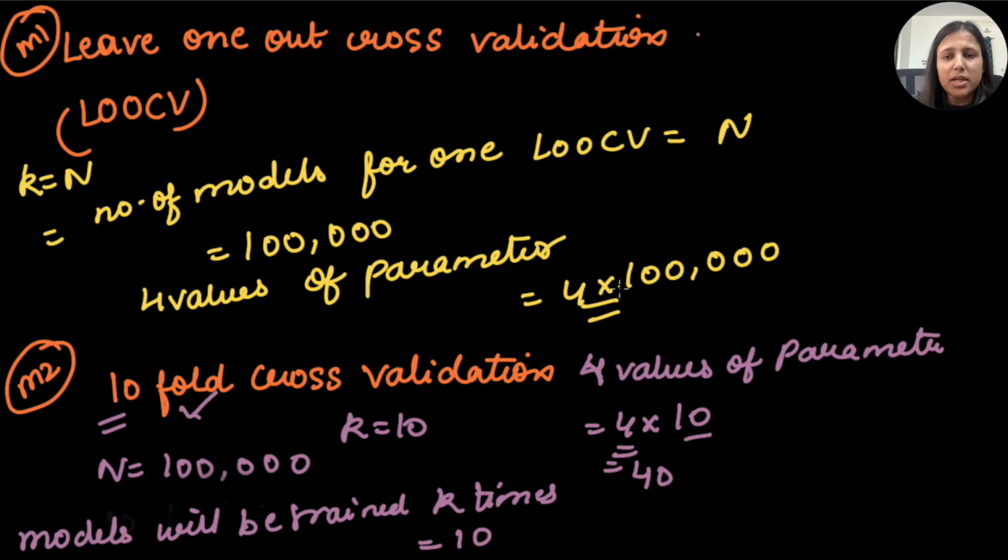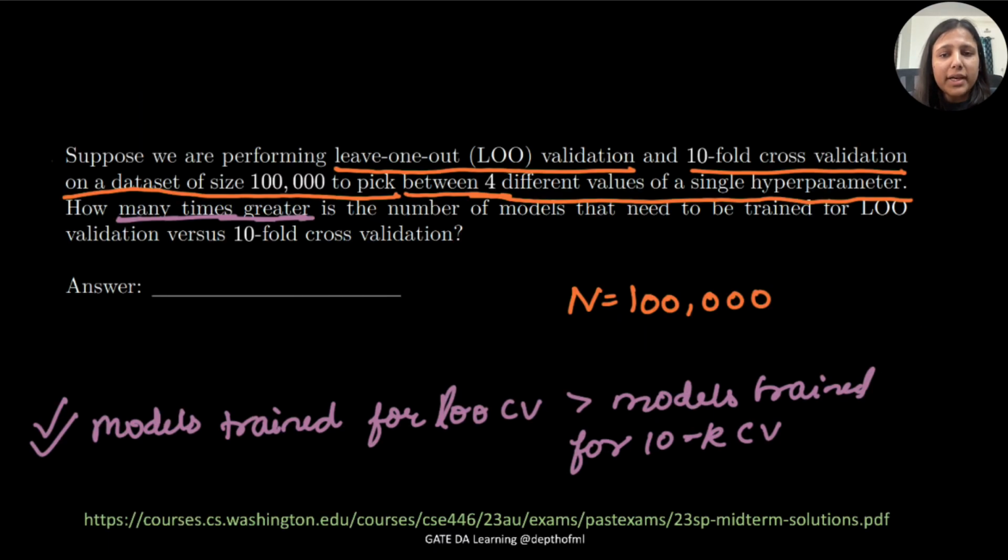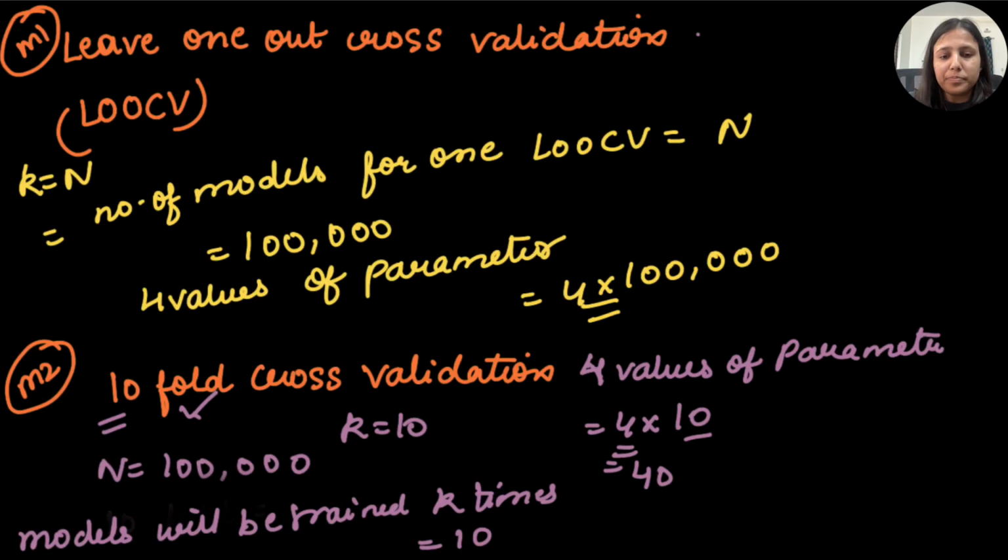Now the question is asking how many times greater is the number of models that need to be trained for leave one out validation. So how will we compute how many times greater? We know that the number of models trained for leave one out cross validation is definitely greater than models trained for 10 cross validation, but by what number? So we have these two values.